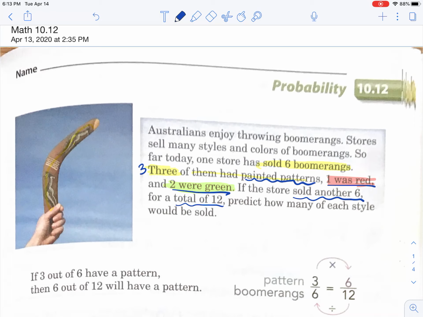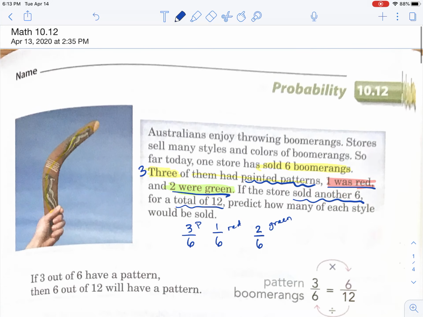What in the world are we doing, Mrs. Cornthal? All they're saying is, boys and girls, 3 out of 6 were painted with the pattern. Okay, 1 out of 6 was red. Okay, I'm going to put P for pattern here. 2 out of 6 were green. So if they sold 6 more, predict how many of each style would be sold.